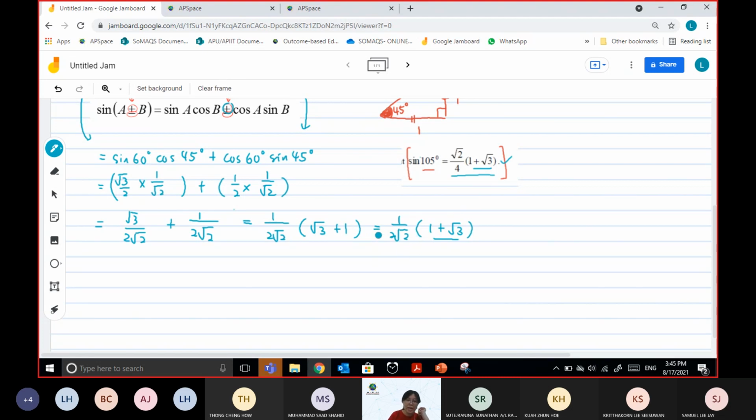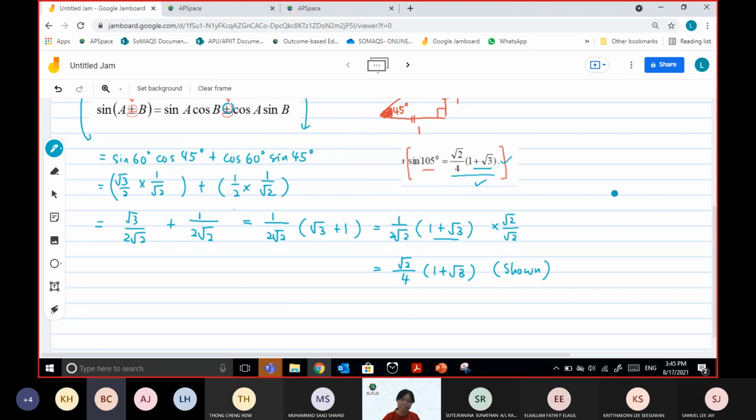So what I can do is multiply by square root of 2 divided by square root of 2. For the denominator, square root of 2 times square root of 2 is 2, and 2 times 2 is 4. Then for the numerator, the top, I have square root of 2. So I get exactly the one that is given here. Okay, so short. Is that okay, students? Is that clear so far?